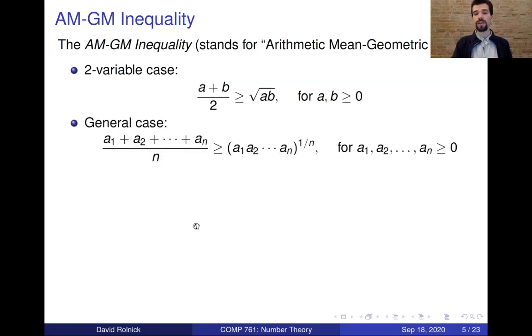The more general case is, again, that the average, or the arithmetic mean of n different non-negative variables is going to be greater than or equal to the geometric mean of those variables, where we have the geometric mean being the nth root of the product of them if there are n of them. So if you had 3 variables, it would be the cube root of the product of all 3.